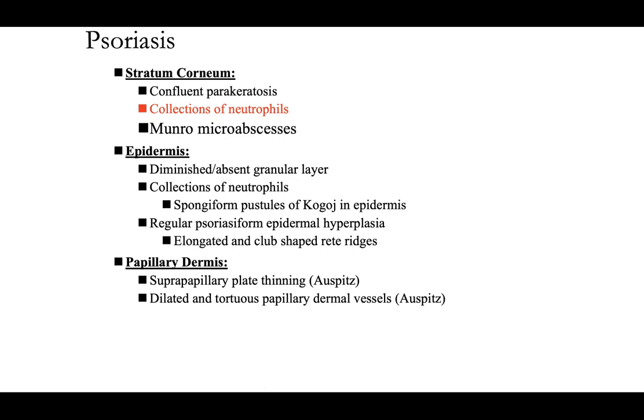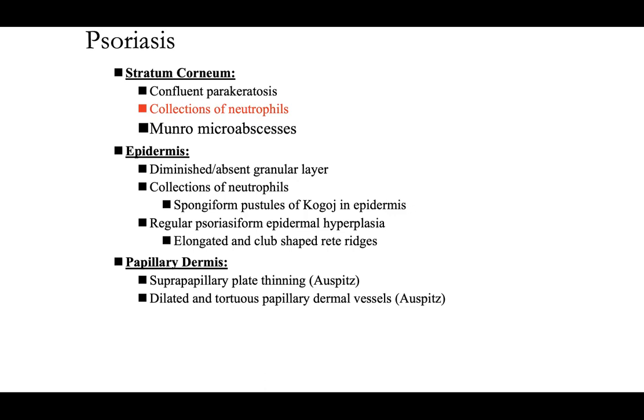Spongiform pustules of Kogoj are also in the epidermis, located a little bit deeper. And regular psoriasiform epidermal hyperplasia is going to show a deeper extension of the rete ridges, more so than you'll even see in chronic spongiotic dermatitis, and you'll see pictures of this. The rete ridges take on a club-shaped pattern, and that's going to be your classic appearance. In the papillary dermis, you're going to look for suprapapillary plate thinning, and we'll show examples of this.